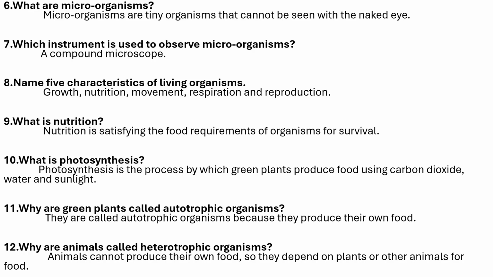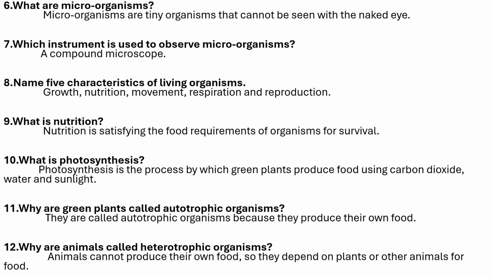What is nutrition? Nutrition is satisfying the food requirements of organisms for survival. What is photosynthesis? Photosynthesis is the process by which green plants produce food by using carbon dioxide, water, and sunlight. Why are green plants called autotrophic organisms? They are called autotrophic organisms because they produce their own food.